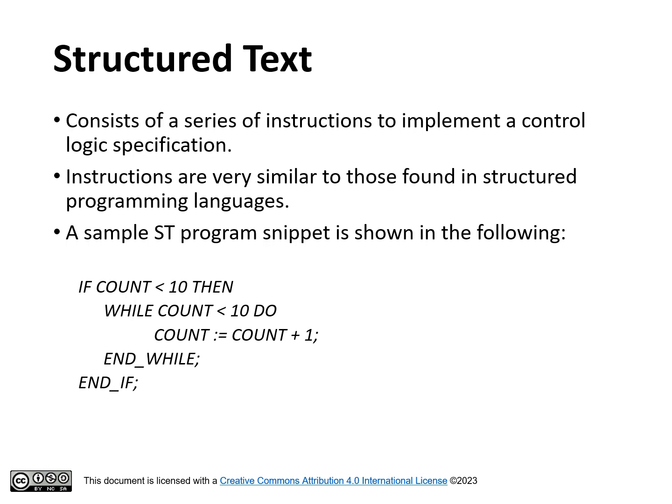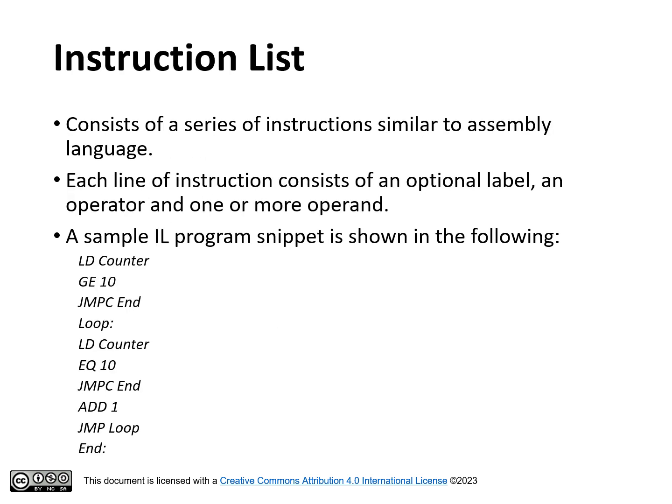Structured text, ST. ST consists of a series of instructions to implement a control logic specification. These instructions are very similar to those found in structured programming languages. Instruction list, IL. An IL consists of a series of instructions similar to assembly language in traditional programming. Each line of instruction consists of an optional label, an operator, and one or more operands.